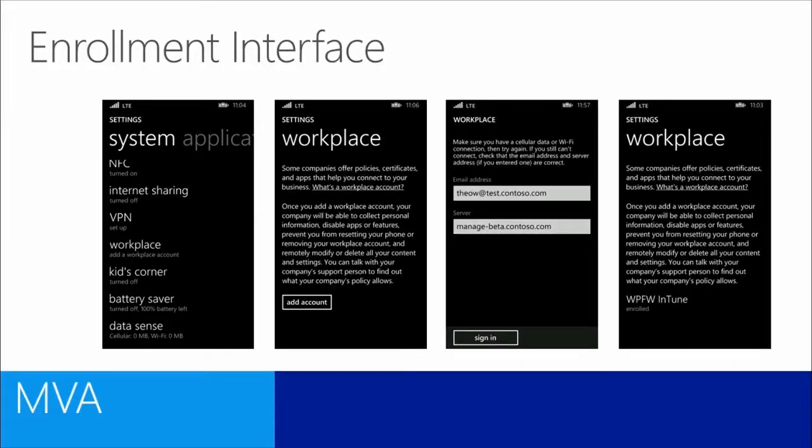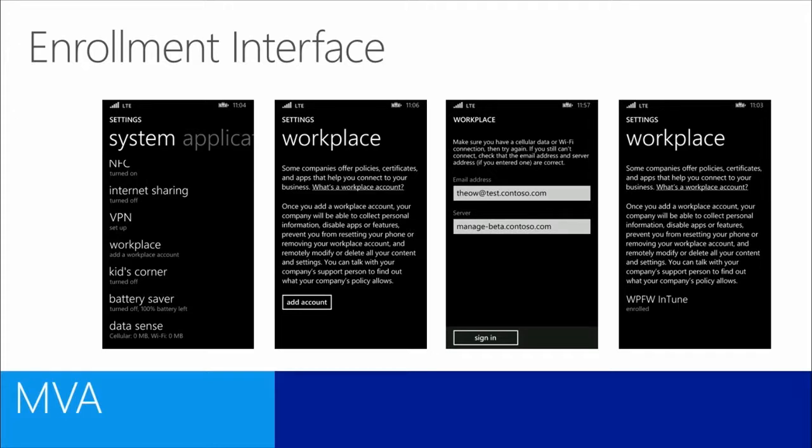So on this slide, you can see kind of what it looks like. On the left, if you'll start with me, under Settings, there is an application called Workplace. Within Workplace, you'll add an account. And in the next picture, you'll see I've actually forced a manual failover, and I can manually specify manage-beta.contoso.com for my test server. And on the far right, you'll see that I am enrolled in WPFW Intune.